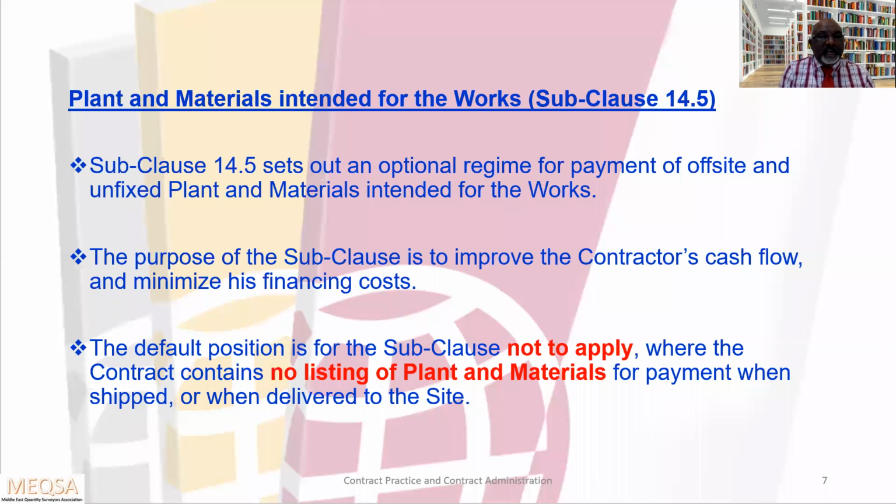So the next point: the default position is for the subclause not to apply where the contract contains no listing of plant and materials for payment when shipped or when delivered to the site. If it is not listed in the plant and material list, the subclause does not apply.